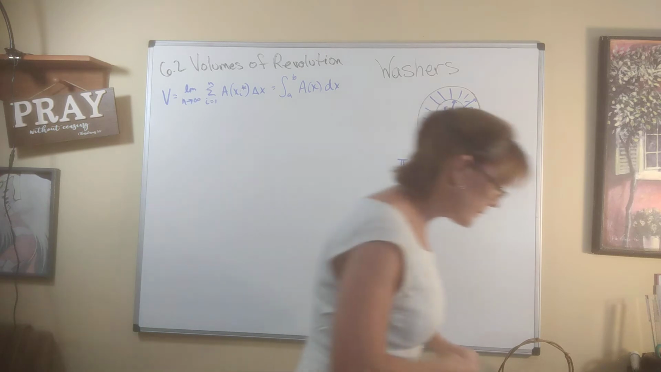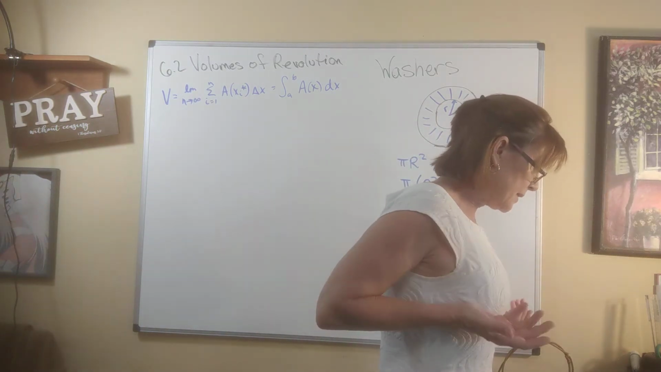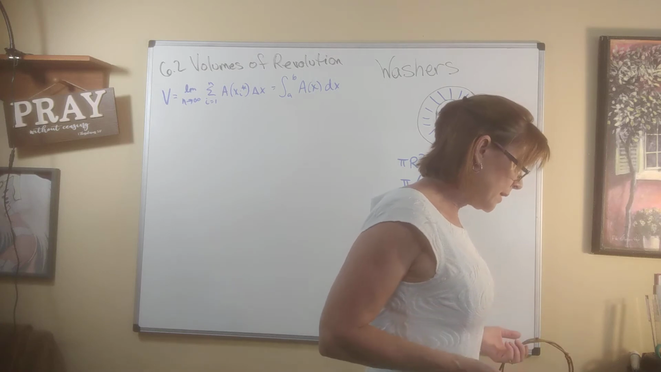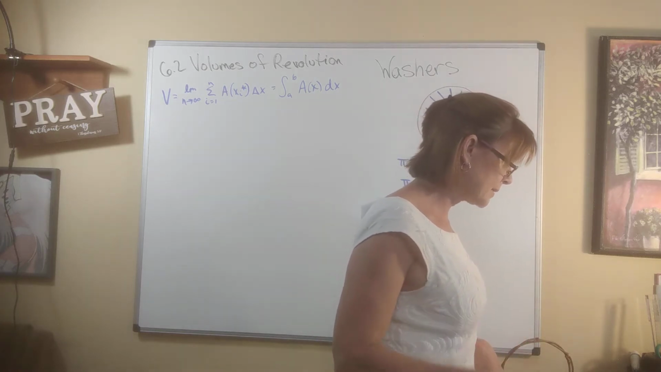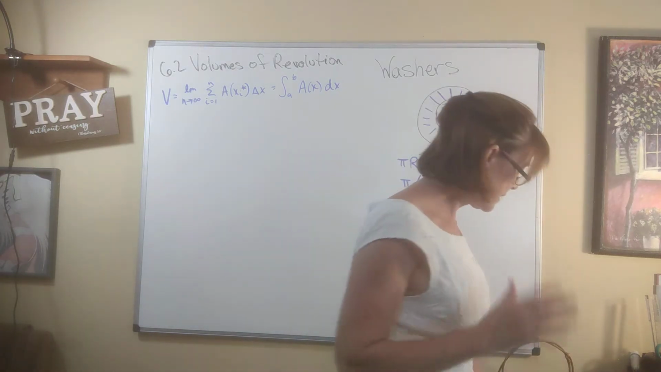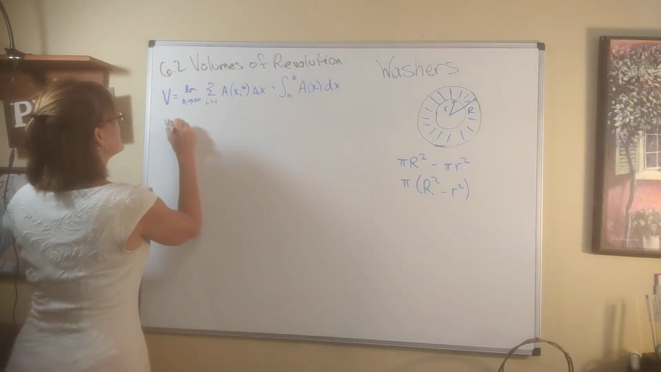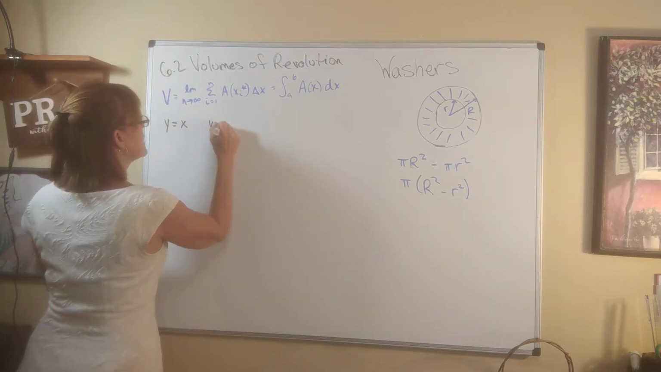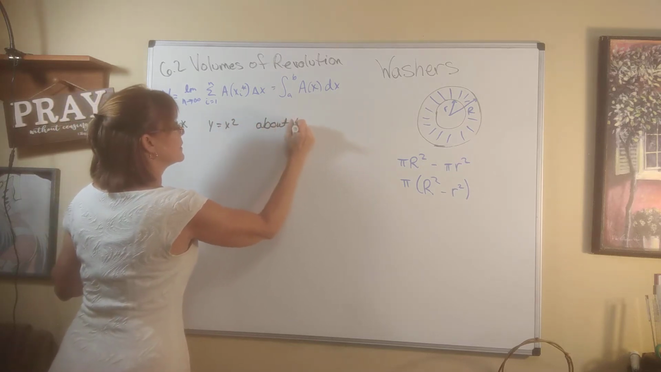So we've got just 3 examples here. Example 6 says find the volume of the solid that results from rotating the region enclosed by the curves y is x and y is x squared about the x-axis. So first let's draw that and see what that looks like.